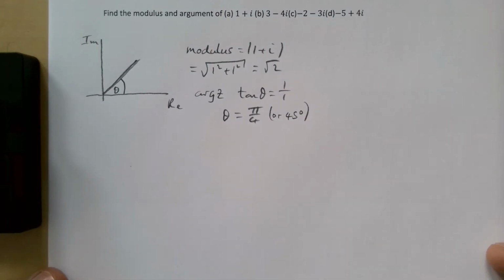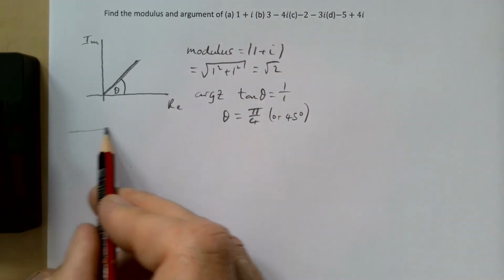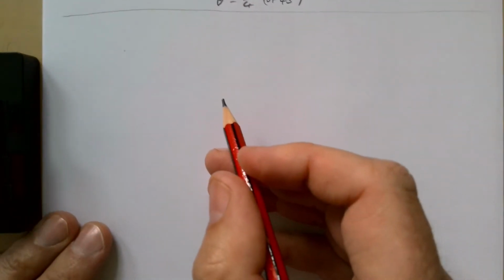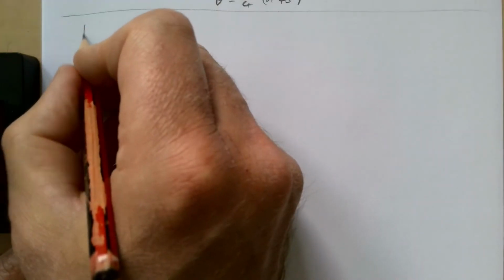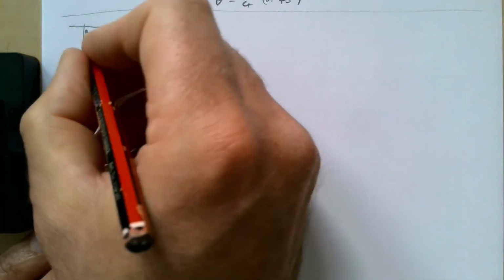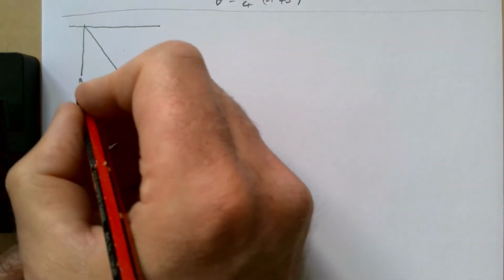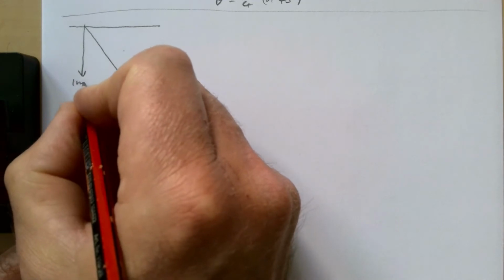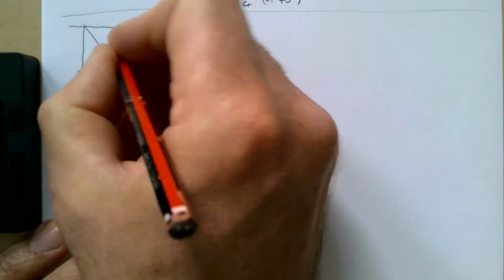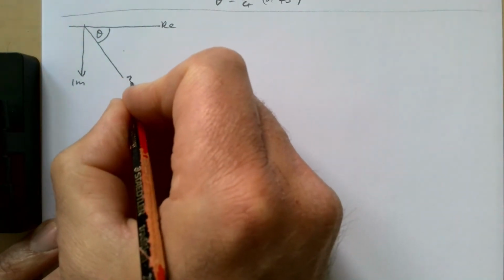Let's take a look then at part B. Part B is 3 minus 4i. I'll draw these so we can fit them all in. So 3 minus 4i is going to be like that. This is our imaginary axis going down. This is our real axis. This is going to be our theta. And then that's our 0.